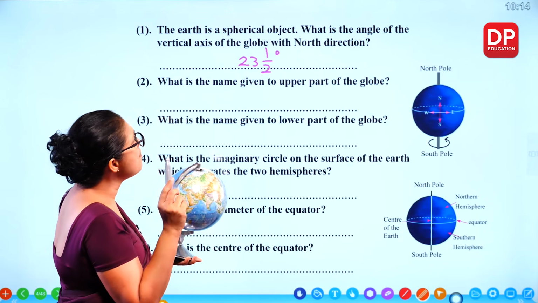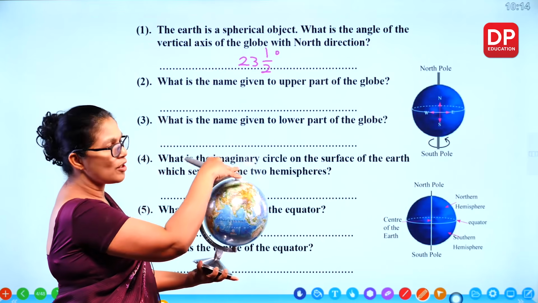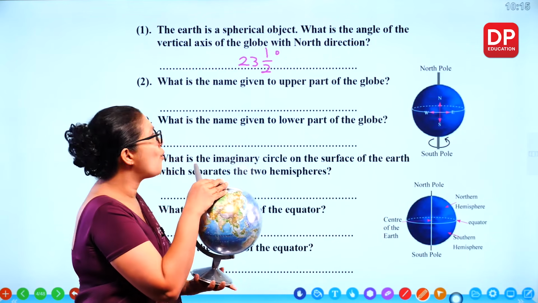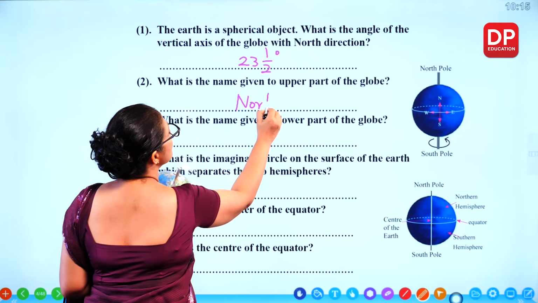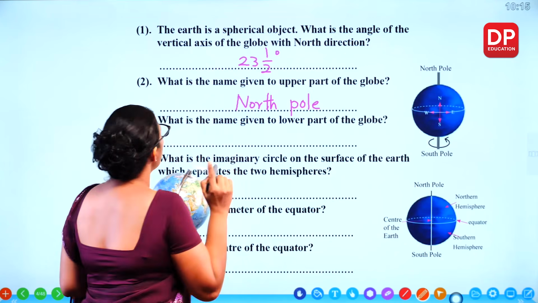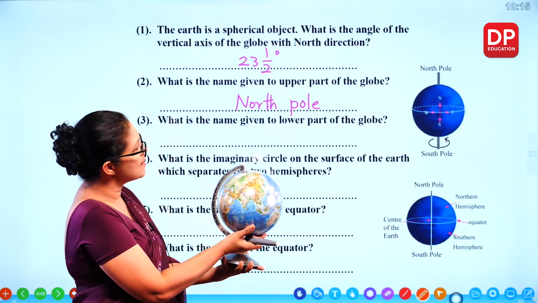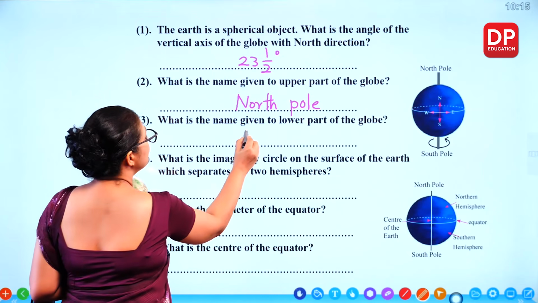What is the name given to upper part of the globe? So upper part of the globe, what you call that? North Pole. What is the name given to lower part of the globe? So this is lower part. That's called South Pole.